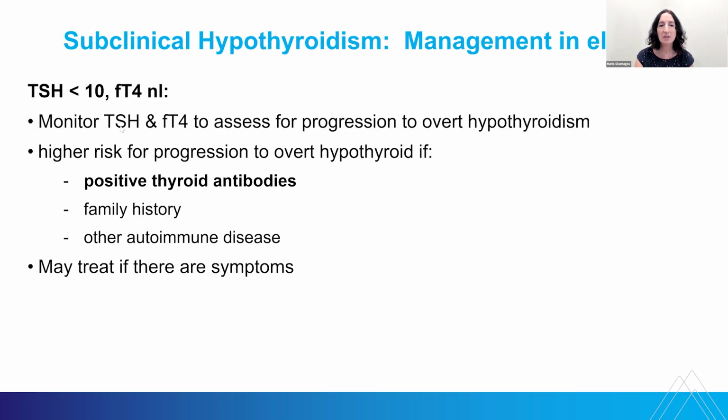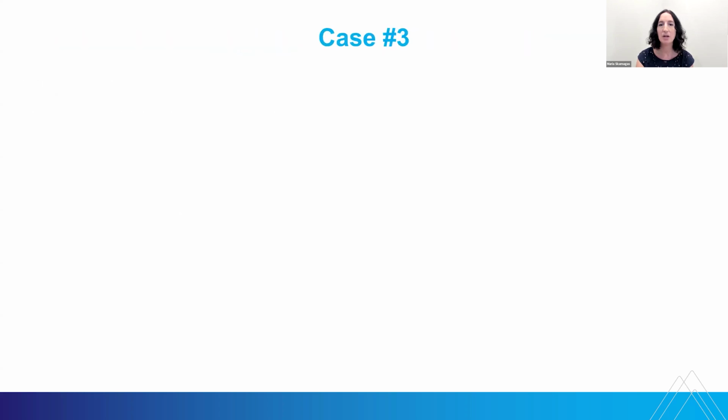And so finally, management in these individuals of subclinical hypothyroidism, you want to monitor TSH and T4 to assess progression to overt hypothyroidism. And they are at greater risk of progressing if they have positive thyroid antibodies, a family history, or if they have other autoimmune conditions, let's say celiac disease or vitiligo or type 1 diabetes. And if there are symptoms, then sure, you can treat. This is an individualized decision for your patient in front of you.